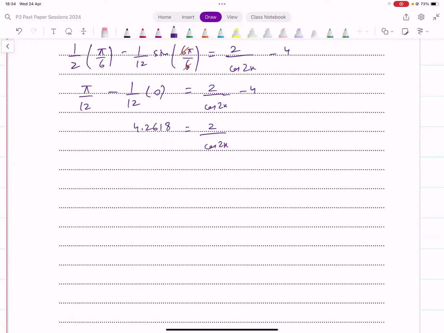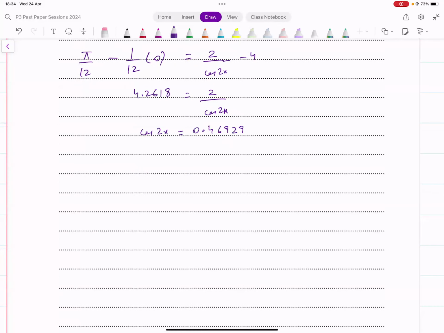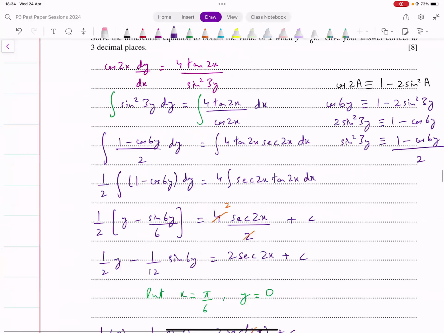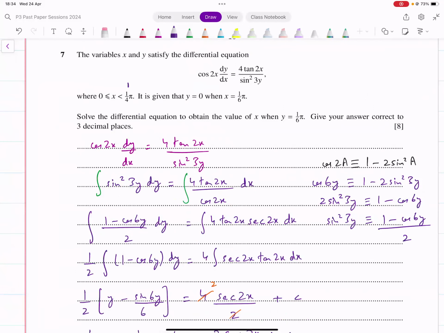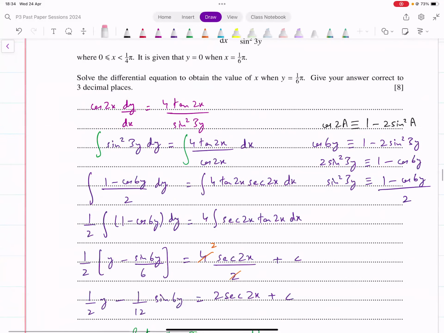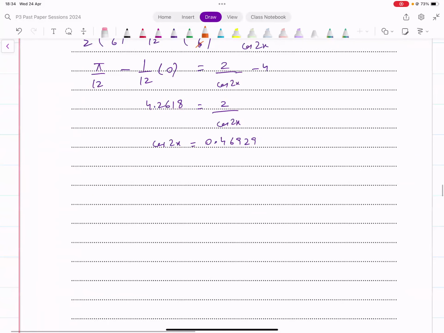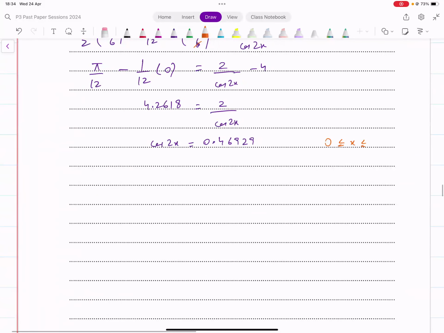4.2618. Let's cross multiply. Cos 2x turns out to be 2 over this thing, which is 0.46929. All right, that's the value of cos 2x that we're given. Now, what was the interval that we were given? It says x is between 0 and pi over 4. Okay. X is between 0 and pi over 4.